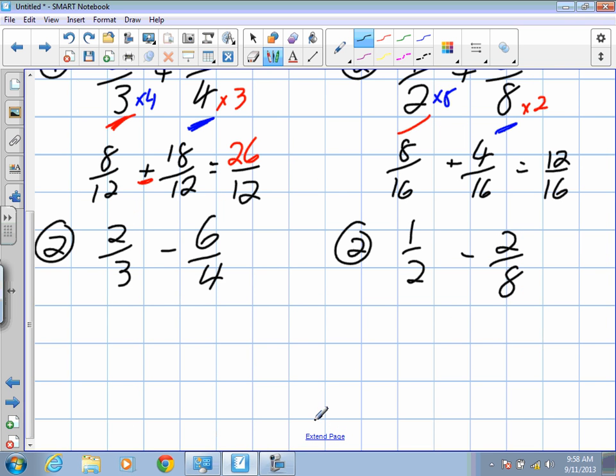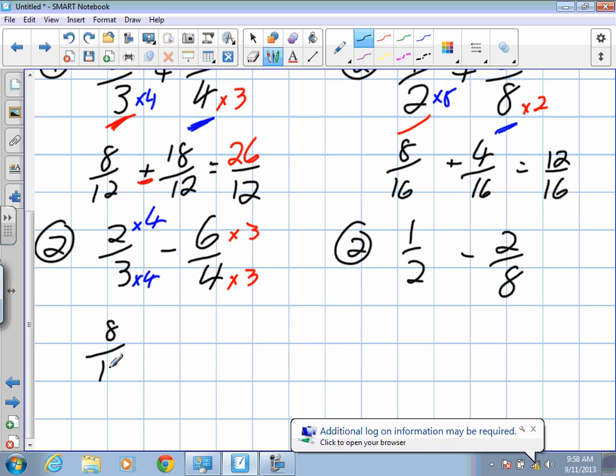So in the first one, we already know our common denominator. What's it going to be? 12. So what do I got to multiply 3 by to get to 12? 4. And then whatever I do to the bottom, I do to the top. What do I got to multiply 4 by to get to 12? That's right. So we're working with the same fractions, just a different operation. We end up with 8 over 12. This time subtract 18 over 12.